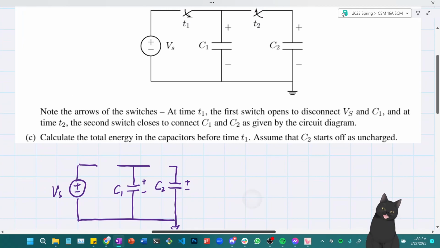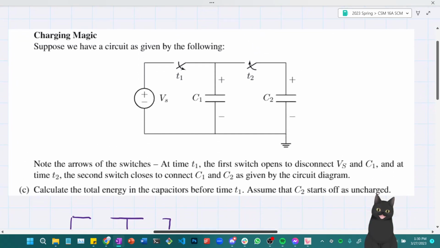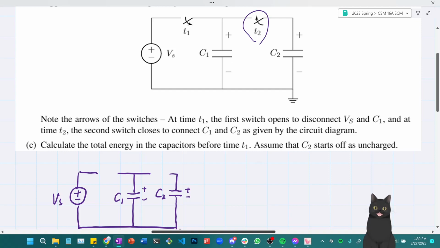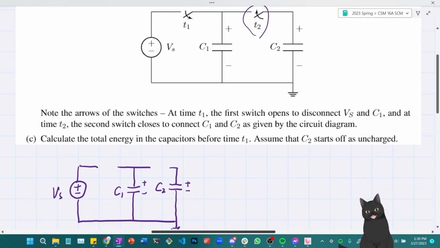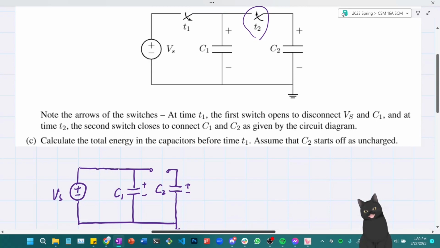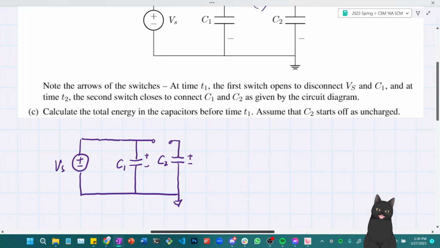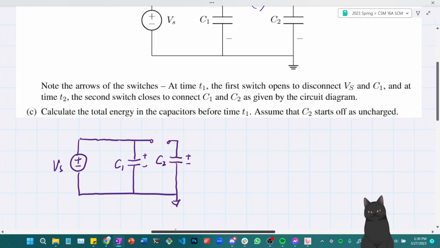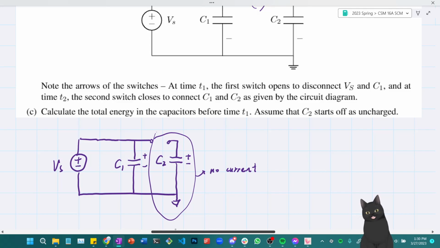Okay, so first of all, the switch of T2 is only closed when it's time for T2, so this part is definitely an open circuit. The switch hasn't been connected yet. But the T1 switch is actually closed before T1, and it is after T1 that it is open, so I have to connect this part. So this part of the circuit will not have any current flowing through it, because there's no pathway for the current to flow. The current flows from Vs to C1 and then flows to the ground. There's an open circuit here, so the current cannot flow in the direction of C2.